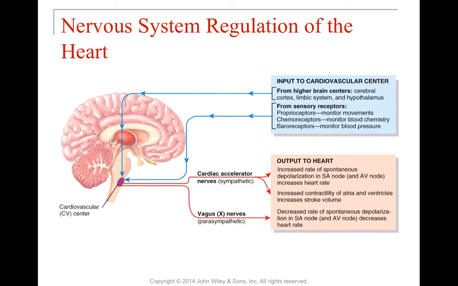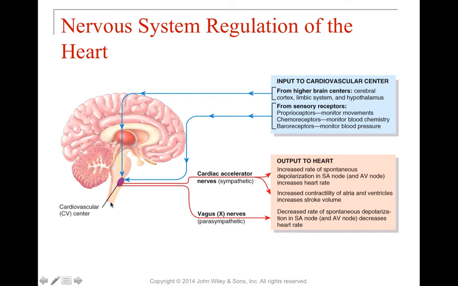We also have baroreceptors. These monitor blood pressure, and as you may recall, I talked about them being located inside the aortic arch. And so they're going to measure the blood pressure as the heart is contracting and pushing blood out, and also as it's relaxing. And so it's going to increase and decrease every cardiac cycle.